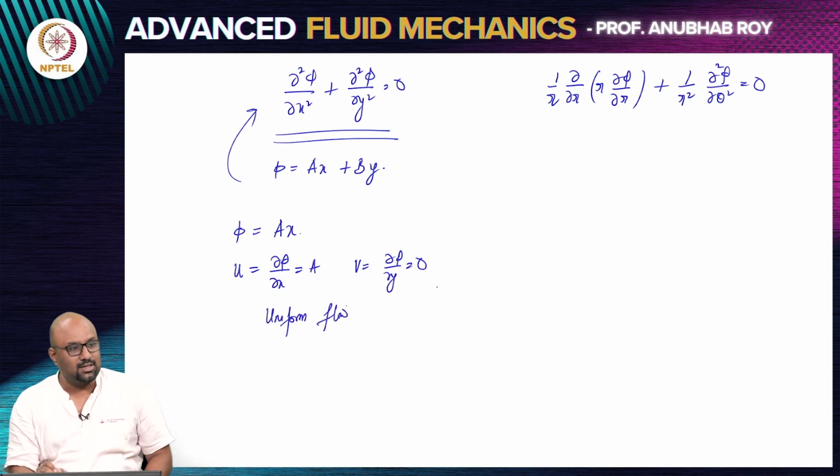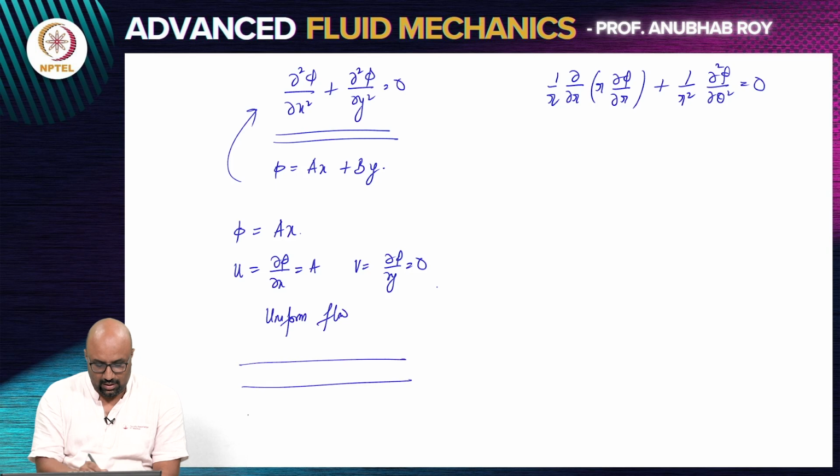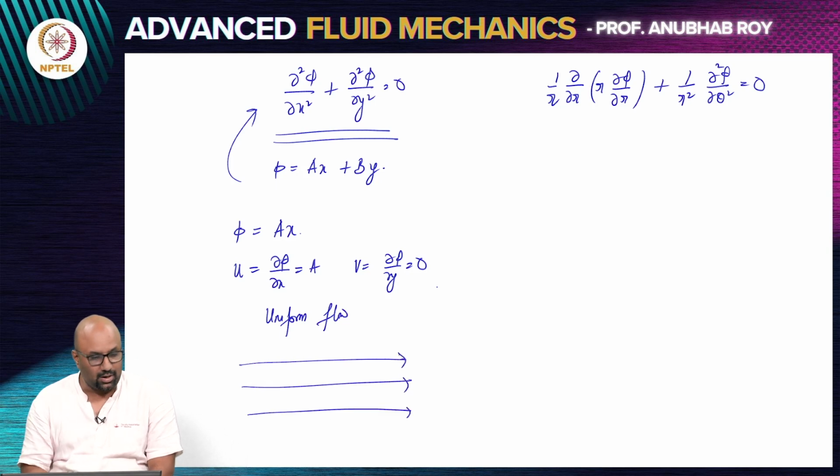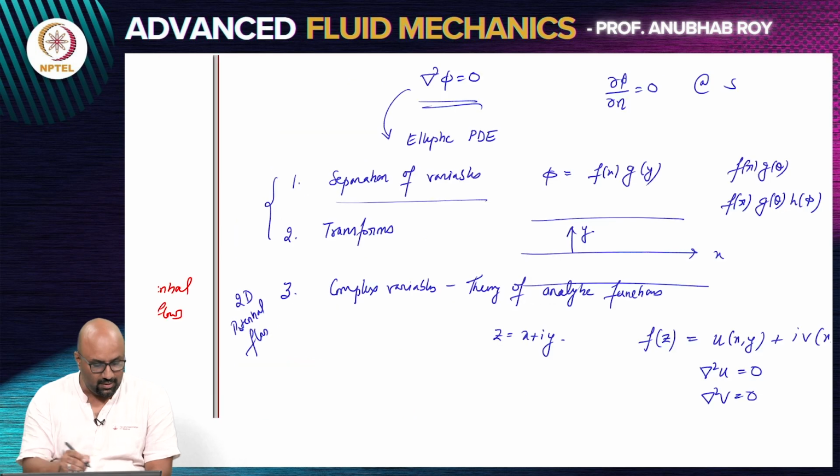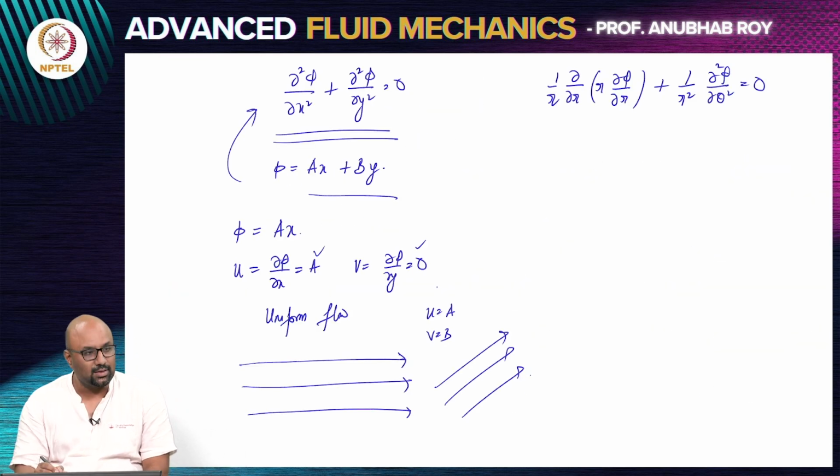So, the velocity potential being linearly dependent on your Cartesian coordinate system gives us a uniform flow, where one of the velocity components is a constant and the other is 0. If you were to choose ax plus by, then you would get a velocity field which would have u equal to a and v equal to b, which means, based on the sign of a and b, you are going to get an oblique uniform flow. But nonetheless, a linear variation of potential with your Cartesian coordinate system gives you a uniform flow, which is a solution of your potential flow equation.